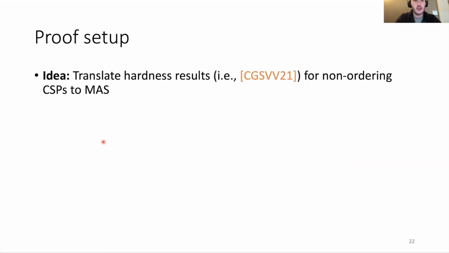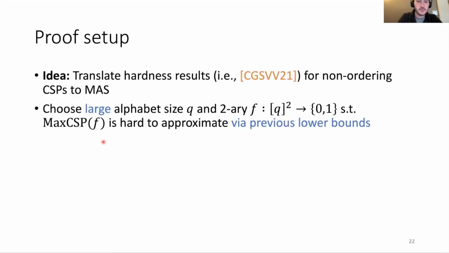Okay, so the idea behind the proof is to translate hardness results, and in particular we're going to use this recent hardness result due to Cho, Golovnov, Sudan, Velusamy, and Velingker. These results were proven for non-ordering CSPs, and we're going to translate them to the setting of MAS. The way this proof is going to work is we'll choose a large finite alphabet size q and a binary constraint function f, such that we'll get from this Cho et al. work that the max CSP f problem is hard to approximate in the streaming setting.